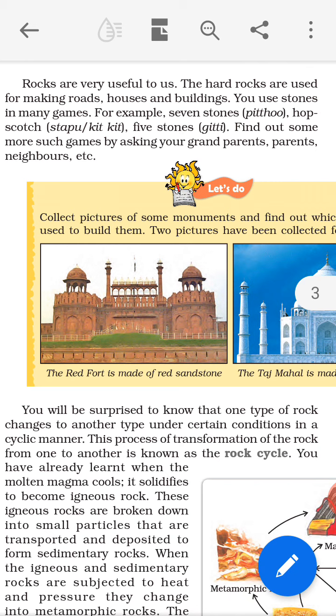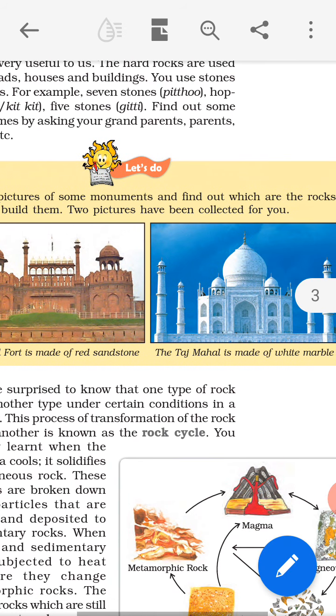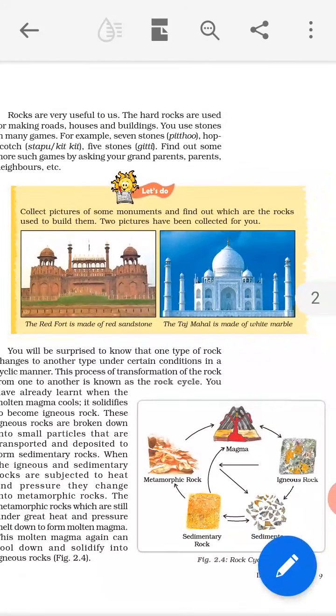Find out some more such games by asking your grandparents, parents and neighbors, etc. Now here you can see the image, both the images. The Red Fort is made of red sandstone and the Taj Mahal is made of white marble.